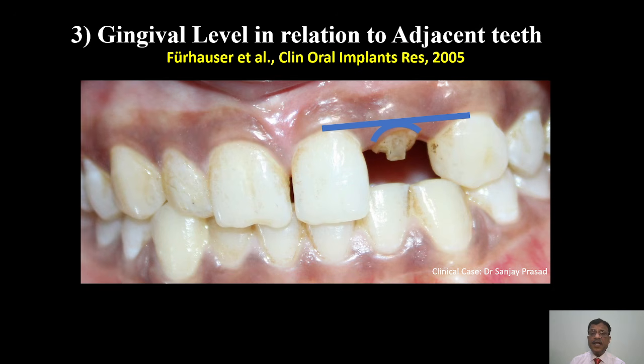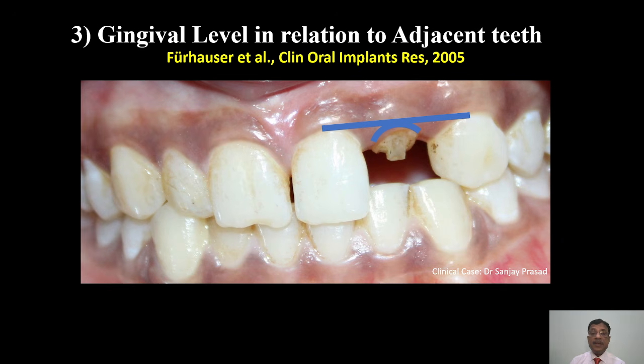Next, we have to see what the level of the gingiva is in relation to the adjacent tooth when we place an implant in the anterior aesthetic region. Either it may be at the same level as the adjacent tooth, or if it is not, what are the steps that we can take?